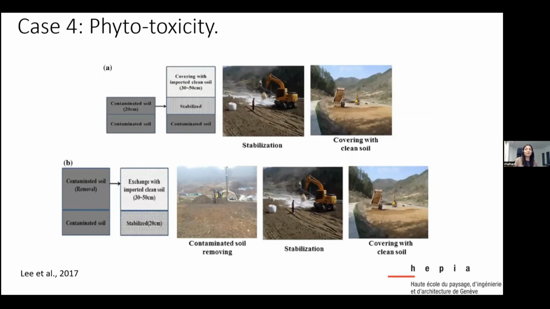So here I will show you an example of phytotoxicity. This example, I think it's in China, from this publication. You can see both cases here. What they did, we have a contaminated land, then they try to stabilize the horizon. And again, this applies to very large scales. So they try to stabilize the contamination, and then they brought clean soil to the top. And here, for example, in my opinion, we can go directly to constructed soil.